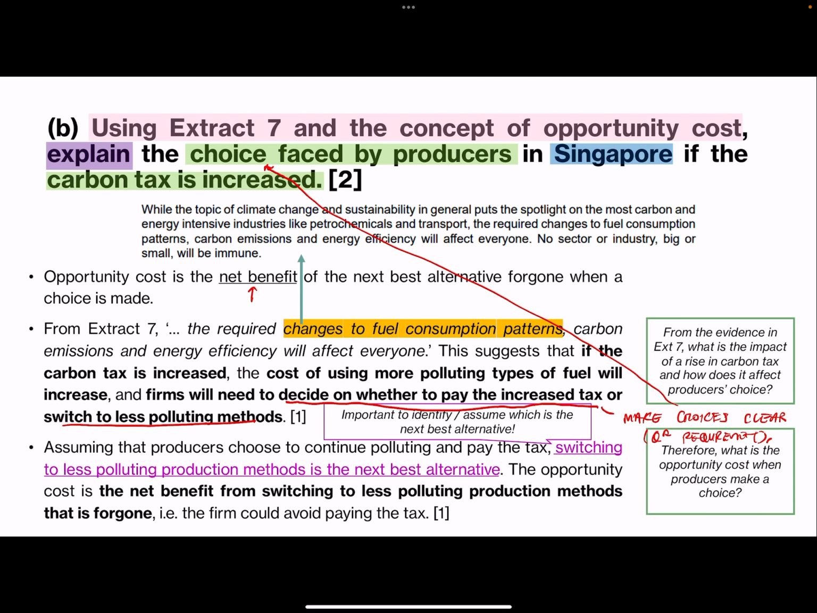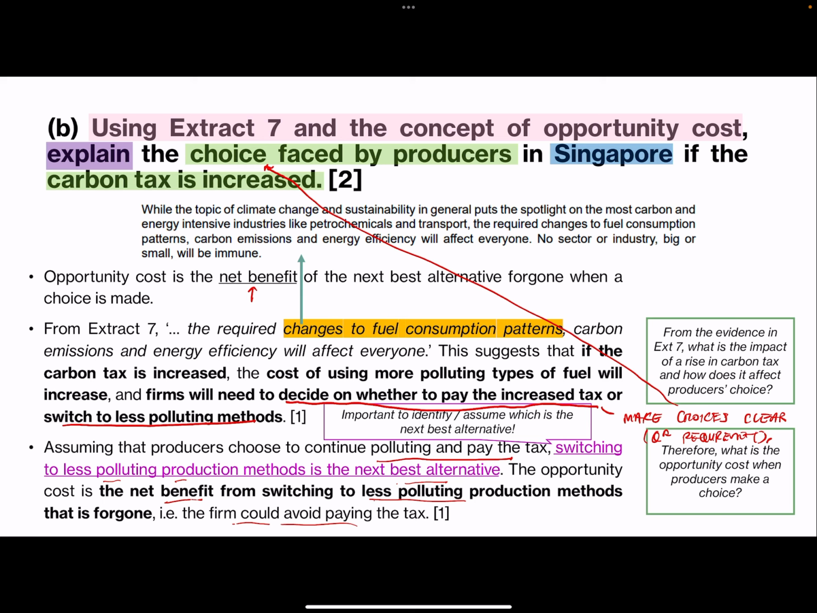So again, I just want to show you what's the answer. If producers choose to continue polluting and pay the tax, switching to less polluting methods of production is the next best alternative foregone. So the opportunity cost is the net benefit from switching to less polluting methods, which means that possibly the firm could avoid paying the tax.